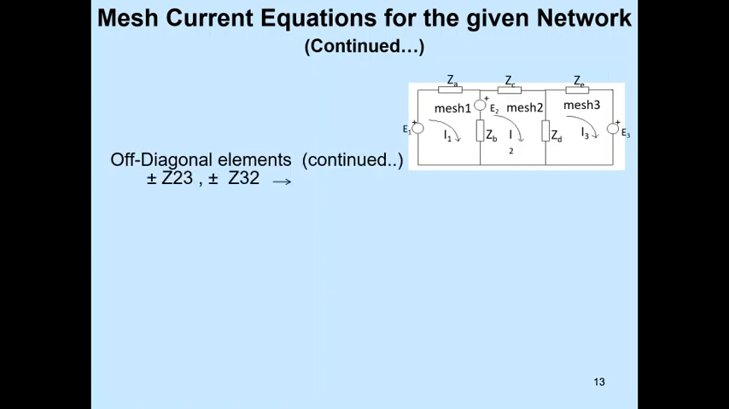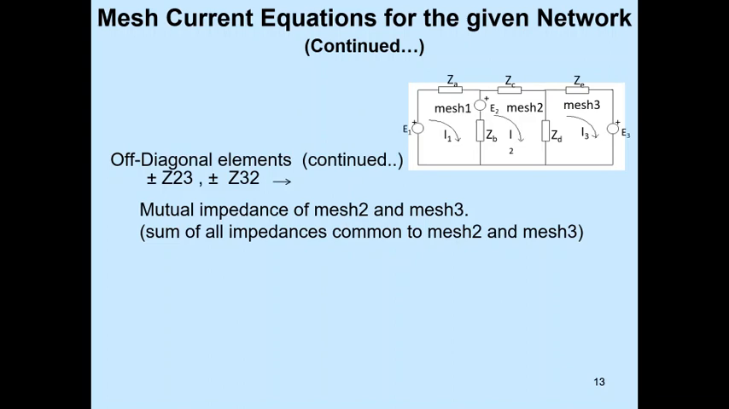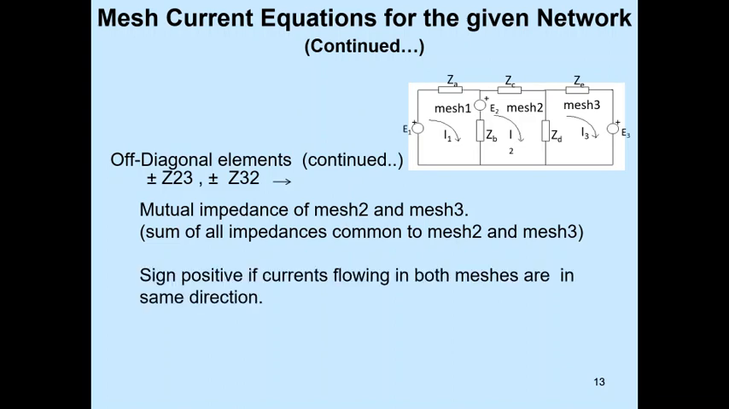So here Z23 and Z32 are the transfer impedances between mesh 2 and mesh 3. The sign always depends upon the currents I2 and I3 flowing in the common circuit element between mesh 2 and mesh 3. If the current directions are the same, the transfer impedance is positive, and when both currents are in opposite directions, the transfer impedance is negative.